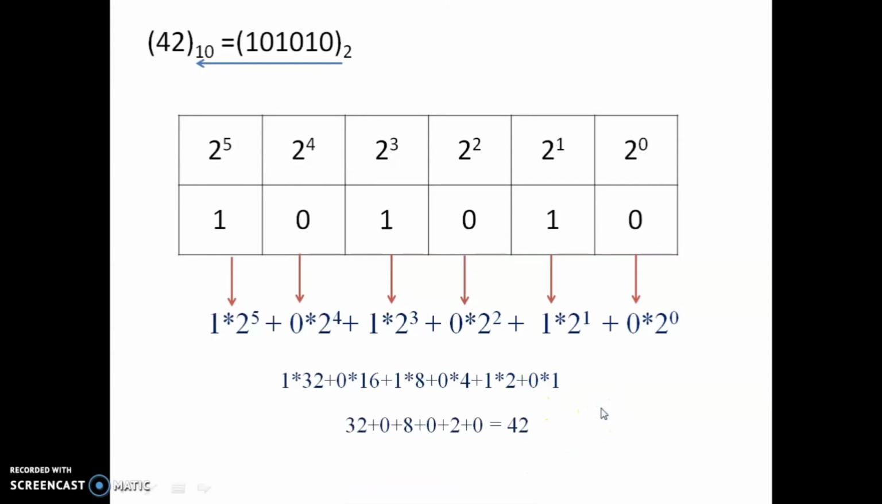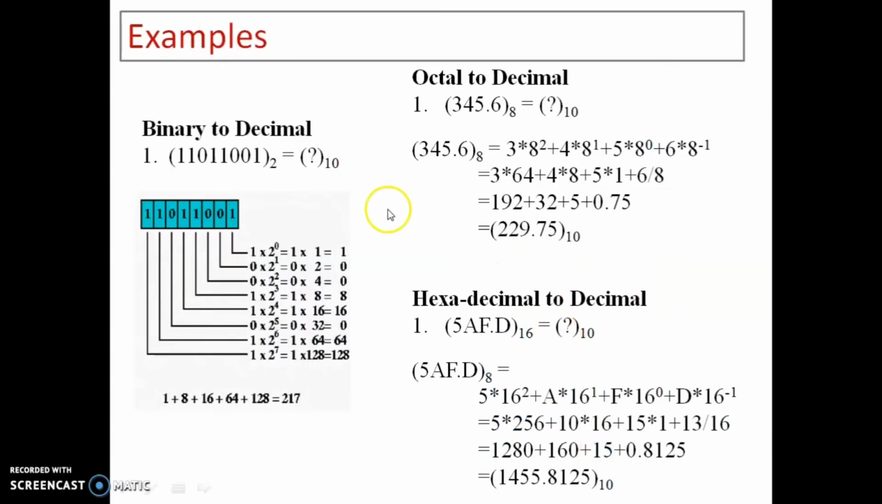When you perform the sum, we get the number 42, which is the decimal equivalent of the binary number. So here we have converted binary to decimal. We got the correct decimal number. Let's see some other examples.